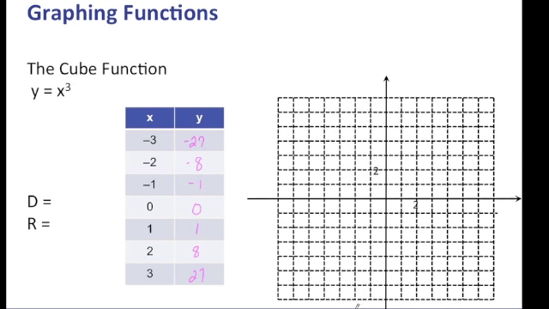-2, -8 will be approximately here. -1, -1, 0, 0, 1, 1, and 2, 8. So this ends up looking closer there, and comes up and looks like this, approximately. That's the cube function. The domain is all real numbers, and the range is all real numbers.